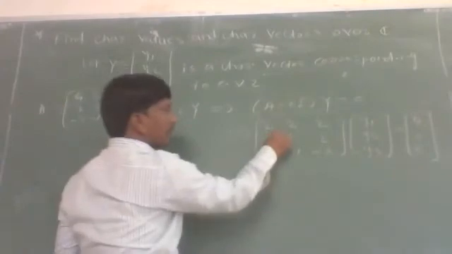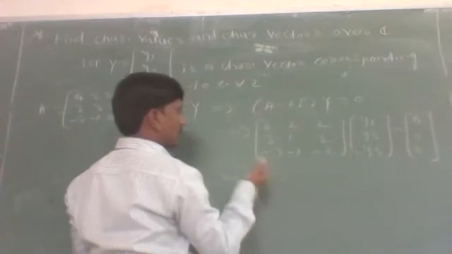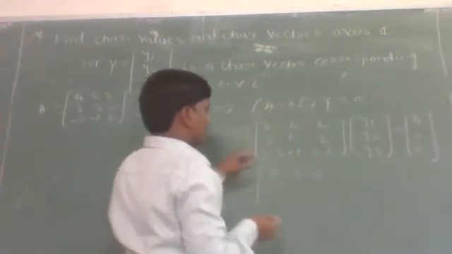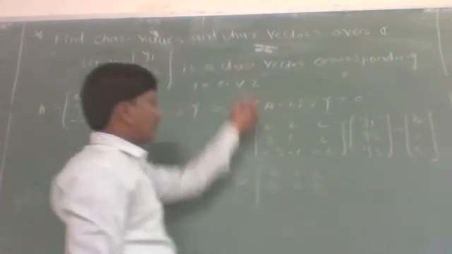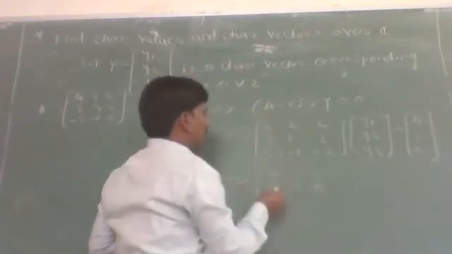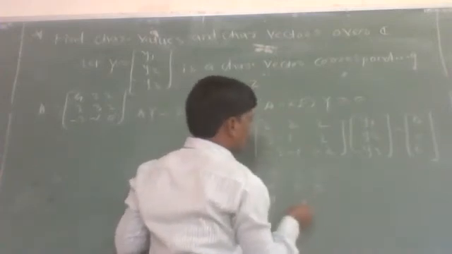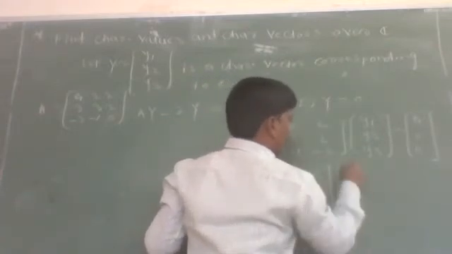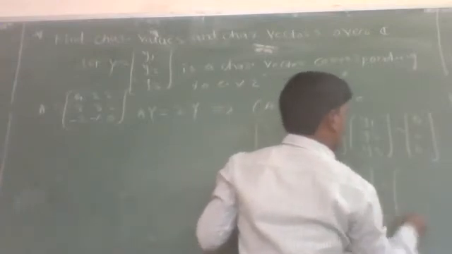Now add R2 plus R3. We get 2, 2, 2 and R2 plus R3 gives 0, 0, 0. Now add R3 plus R1. Then we get minus 3 plus 2, minus 1; minus 1 plus 2, 1; minus 2 plus 2, 0, into y1, y2, y3 equal to 0, 0, 0.